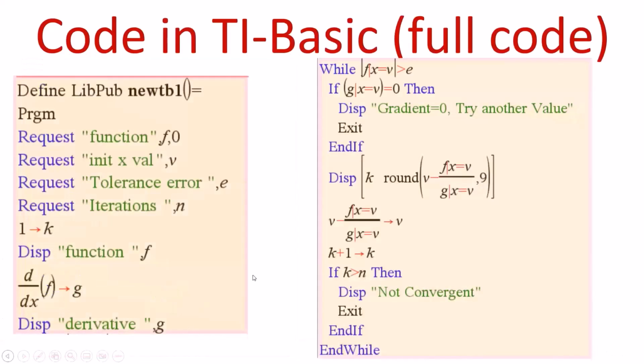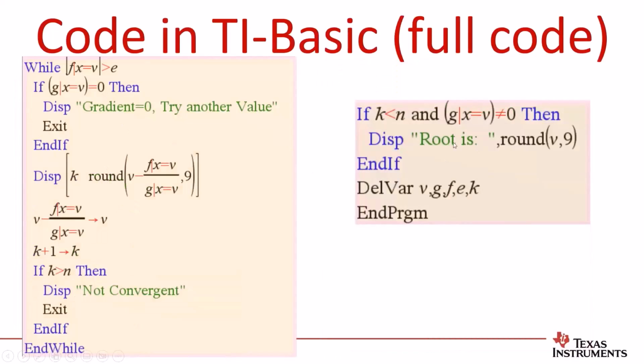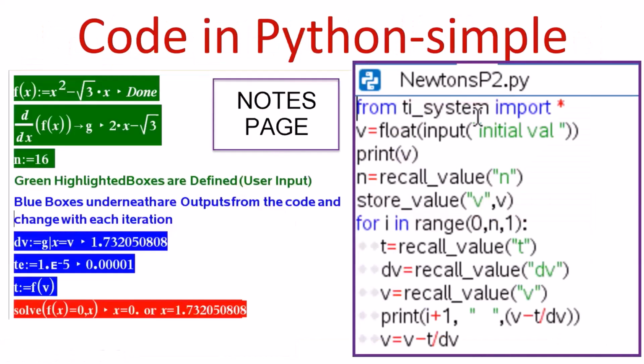If I just go a slide back, that screen and this screen are the same. So that's where you end the code. That's the full code in BASIC. This is the code in Python, the simple one. So that's the complete code over there.